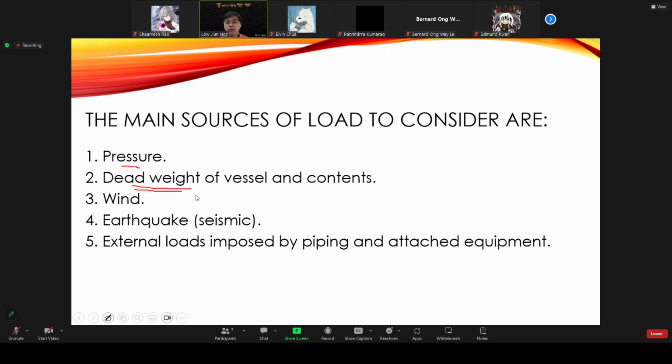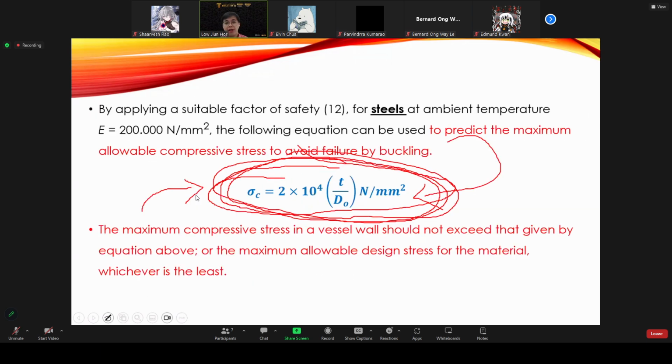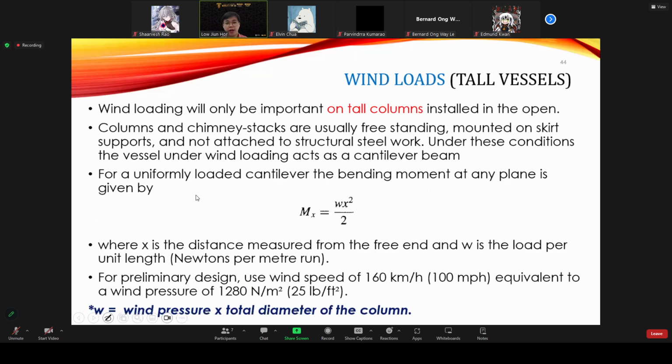As I told just now, we need to consider the wind load. Why? Because the wind load can also be considered as one of the stresses that we need to consider in order to make sure our pressure vessel is stable, especially if you are going to construct the pressure vessel outdoor. How to determine the wind load? By using the equation here, this one.